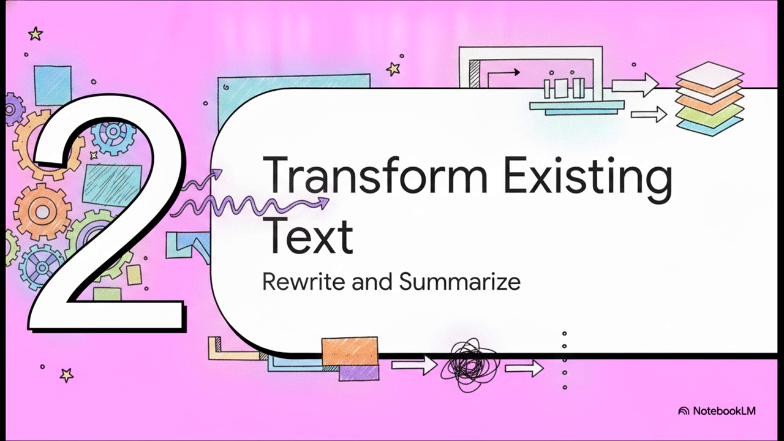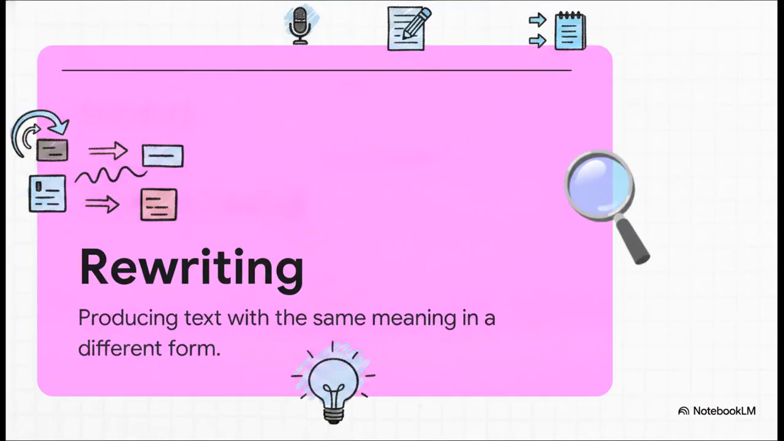Moving right along to section 2, let's talk about transforming your existing text through rewriting and summarizing. First up is rewriting. Now, rewriting simply means producing text with the exact same meaning, but delivered in a completely different form. This is a highly reliable pattern because the original meaning of your text is preserved. You aren't asking the AI to invent anything out of thin air. You'd use this when you need to, say, simplify a dense technical document, correct the grammar in a rough draft, translate a piece of text to a new language, or maybe even expand on some really brief shorthand notes you jotted down during a meeting.